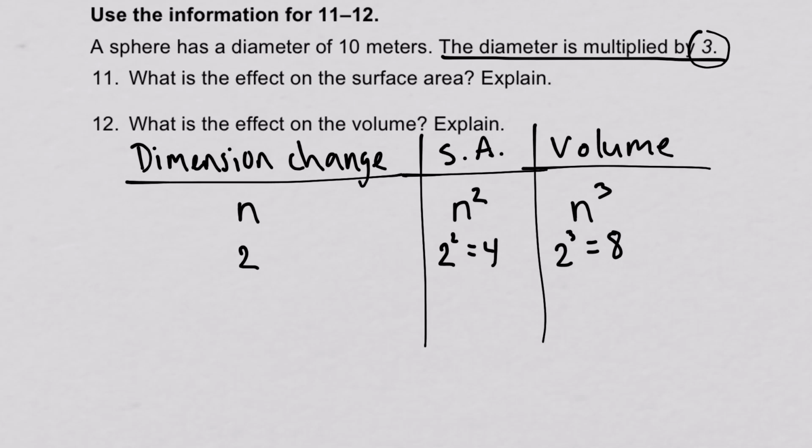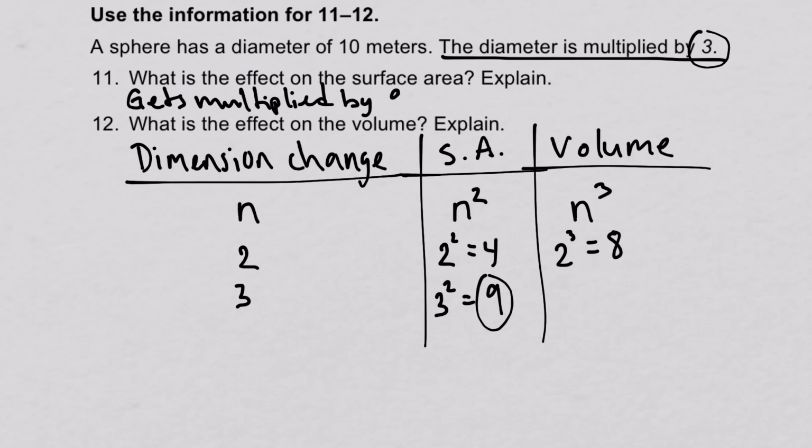Okay, so for 3, if I change the dimension by a factor of 3 or multiply by 3, then the surface area is going to change by 3 squared, which is 9. So what's the effect on the surface area? Gets multiplied by 9. That's what the answer is. If the diameter is multiplied by 3, the area is multiplied by 9. The volume will change by 3 cubed, which is 27. So what happens to the volume?